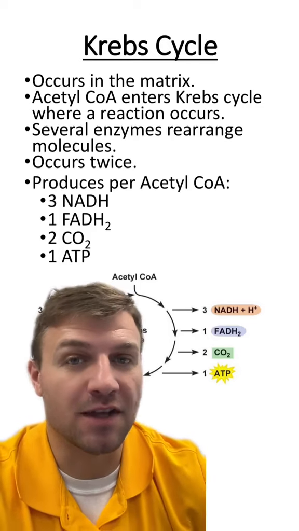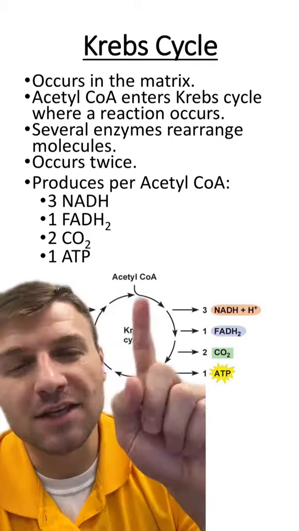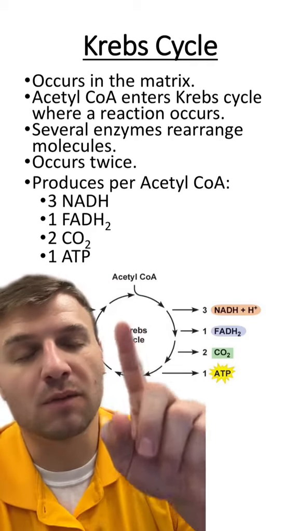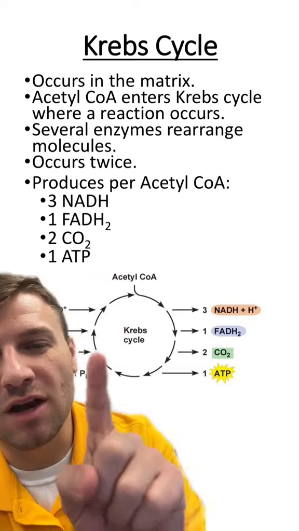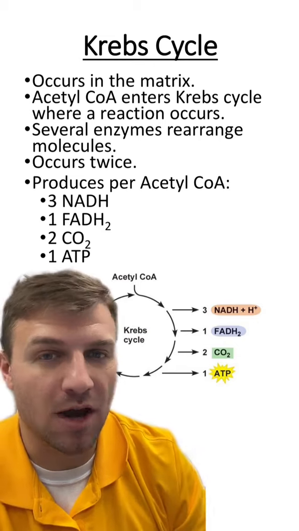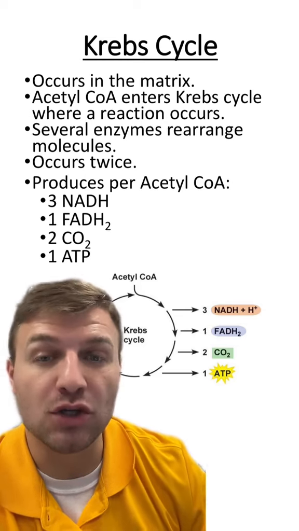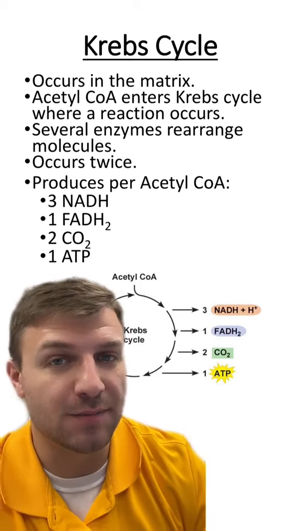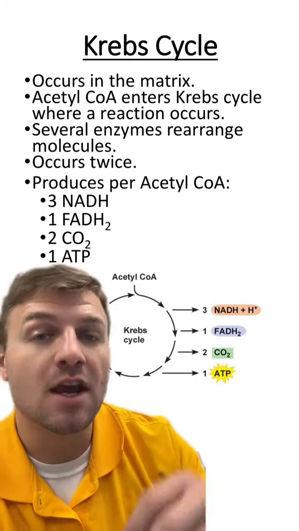The third step within cellular respiration is known as the Krebs cycle. This also occurs in the matrix of the mitochondria. Acetyl-CoA is going to enter the Krebs cycle where many enzymes are going to react with the molecules involved. There are a lot of reactions that occur here, but focus on the products. For every acetyl-CoA, we produce 3 NADH, 1 FADH2, 2 CO2s, and 1 ATP. But remember, this cycle has to occur twice because we're getting 2 acetyl-CoAs from the prep step.